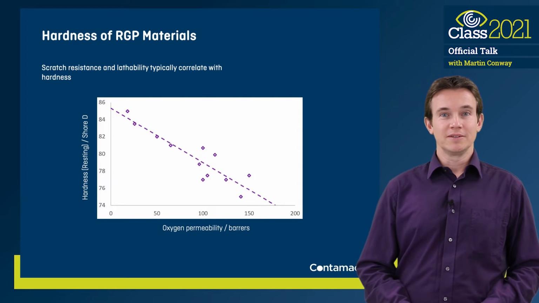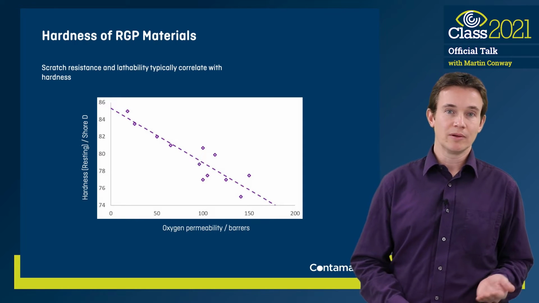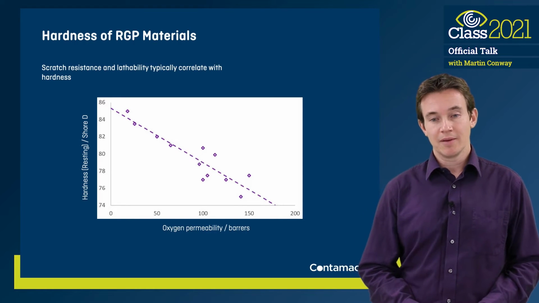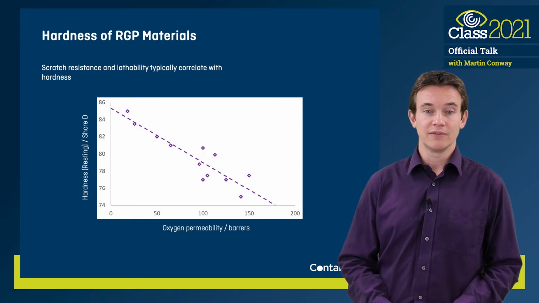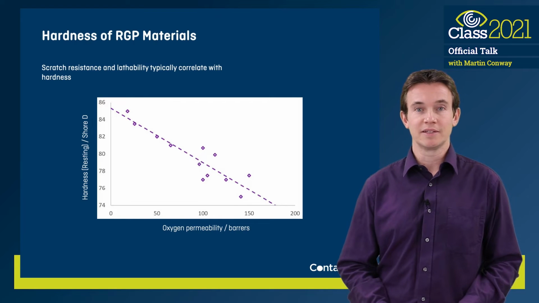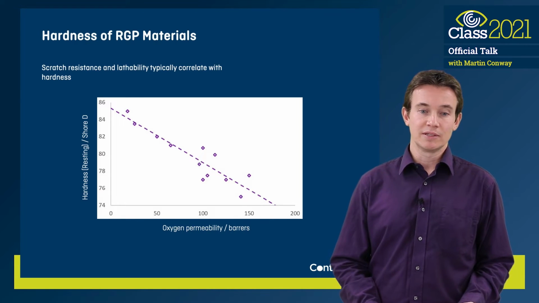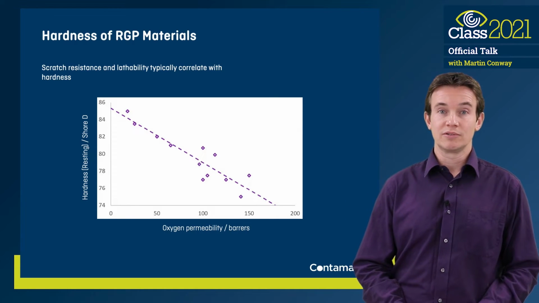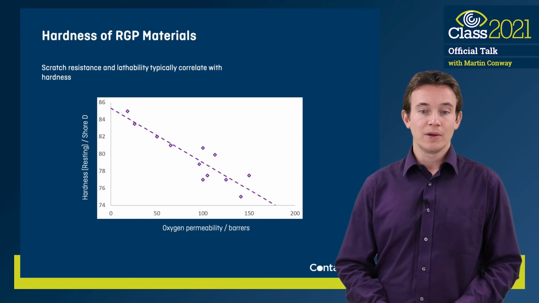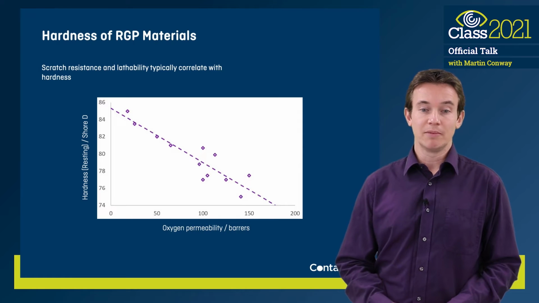So at Contamac, we looked at these negative associations between hyper Dk materials and undesirable characteristics in more detail. This graph shows oxygen permeability and hardness data for common RGP materials. Again, this is data we've collected in-house at Contamac. What we can see is that as the oxygen permeability of a material increases, there tends to be a corresponding decrease in hardness. Because hardness correlates well with other properties such as scratch resistance and lathability, we can see why maybe a hyper Dk material might not behave optimally when it's made into a contact lens.